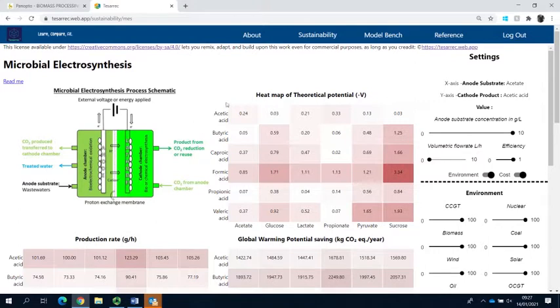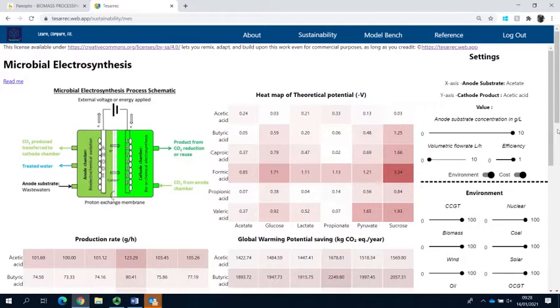In this process, the product options considered are formic acid, acetic acid, propionic acid, butyric acid, caproic and valeric acid shown in the various rows in the heat map. Substrate options are acetate, glucose, lactate, propionate, pyruvate, sucrose. From the concept of heat map, the darkest colors would reflect the hotspots.